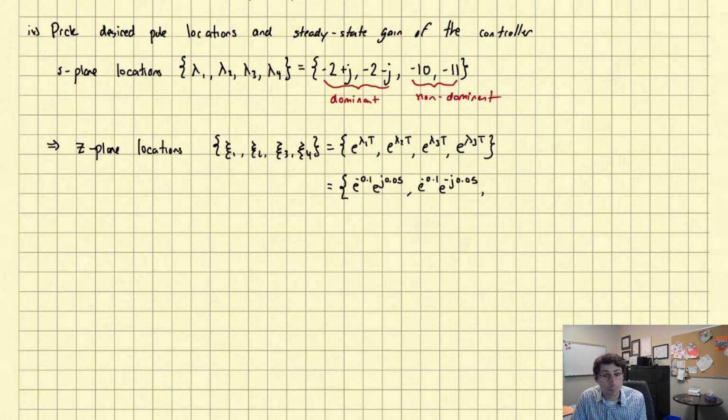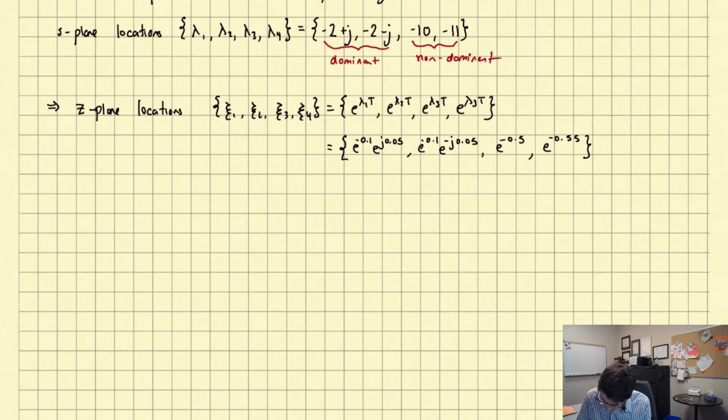Those will be our dominant poles, further away from the origin. Right? In discrete time, the dominant poles are the ones furthest away from the origin, and the non-dominant ones will be closer to the origin, closer to 0. And so in this case, we get, okay, that's going to generate our desired characteristic polynomial.